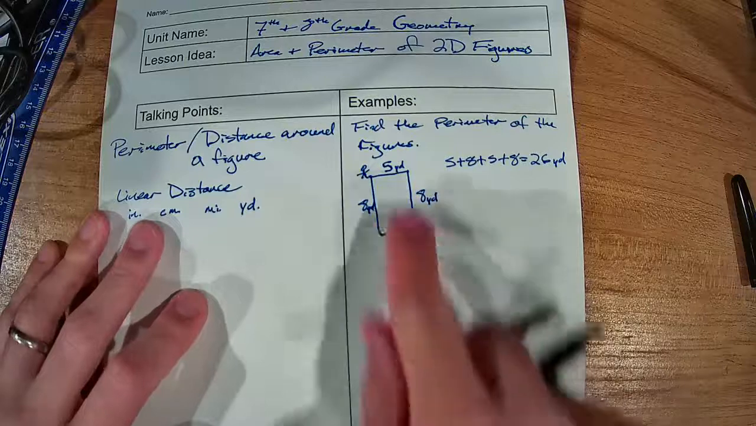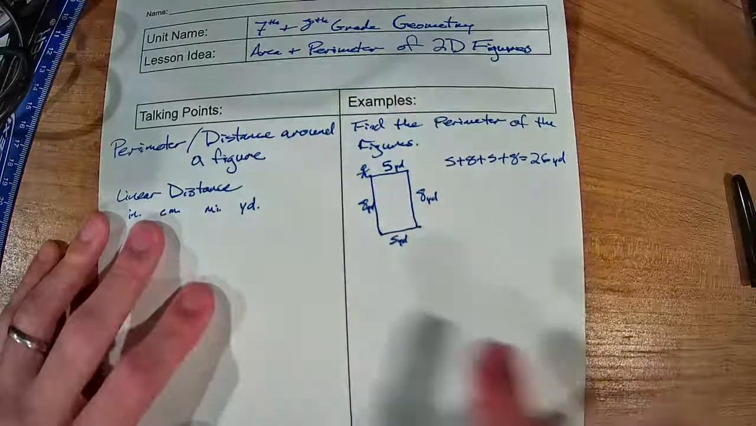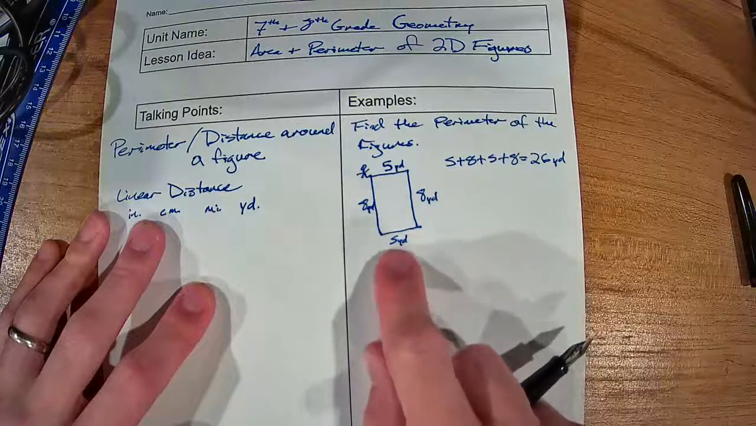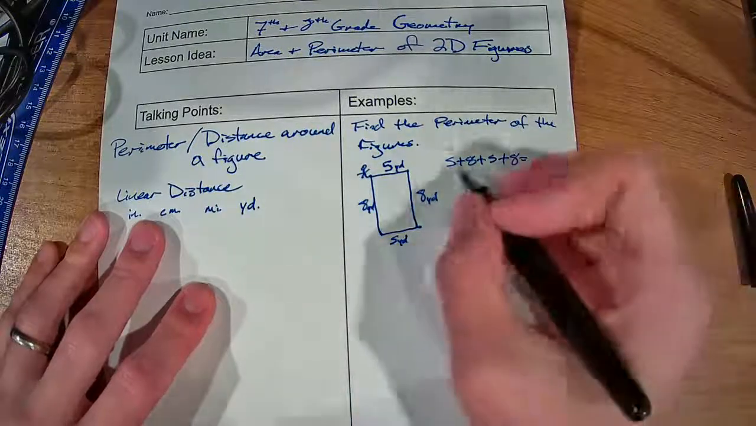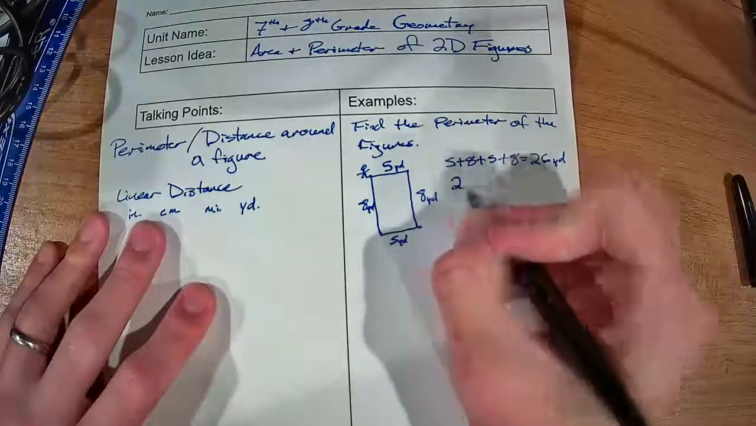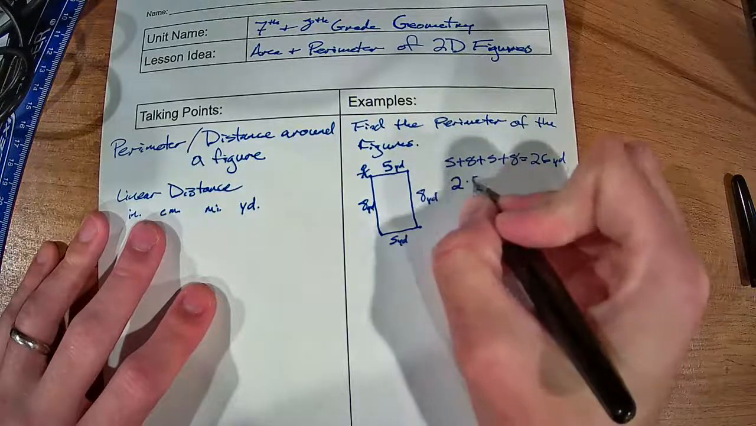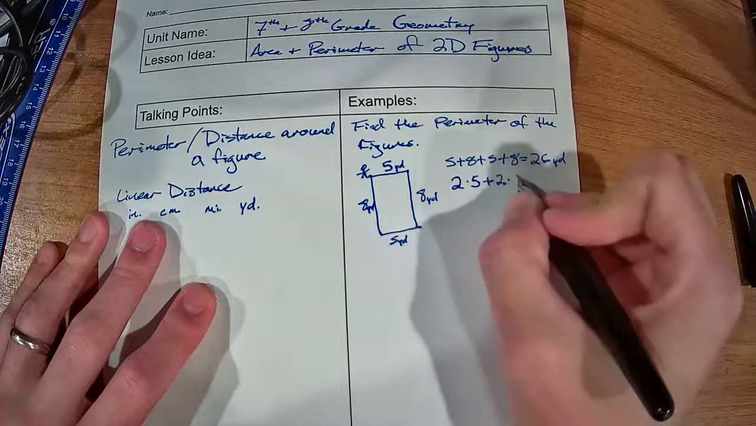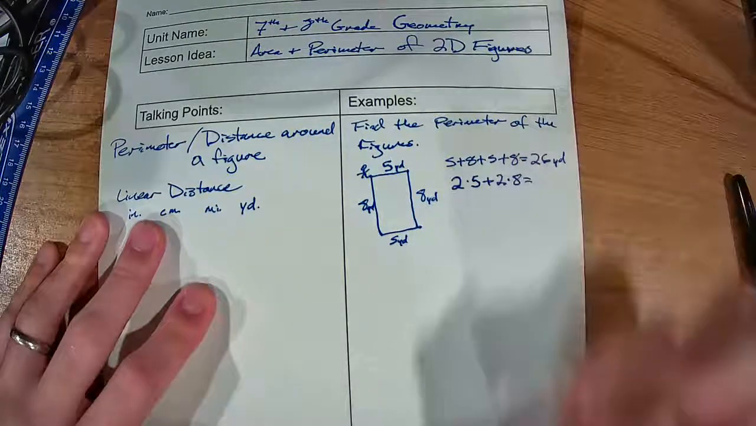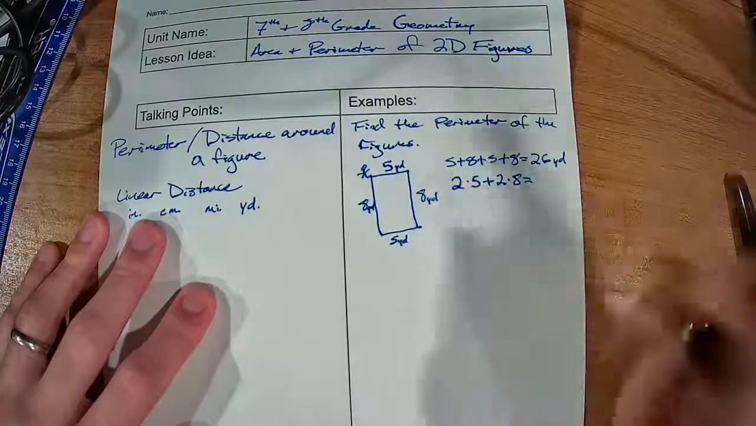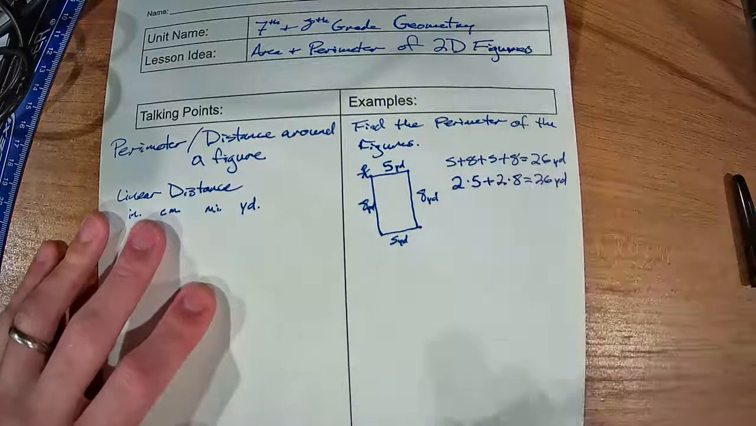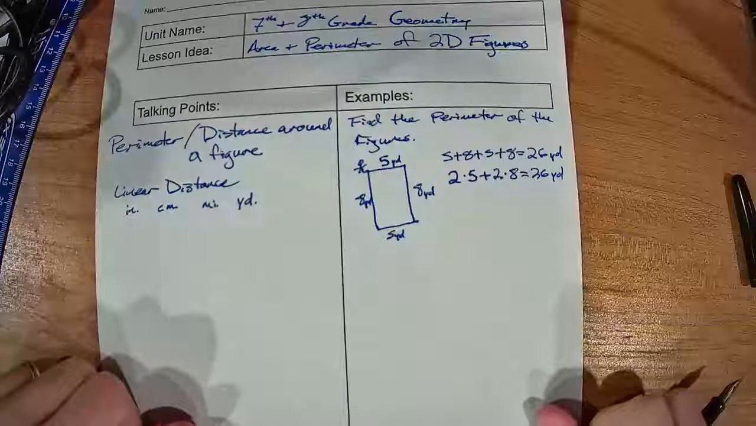That's one way to do it. Another way to do it, say with a four-sided figure, in this case a rectangle, is to recognize since these two are the same, I could say that I've got 2 5s, and I've also got 2 8s. Of course, we'd get 10 and 16, and we still get the final answer of 26 yards. So either way, it works.